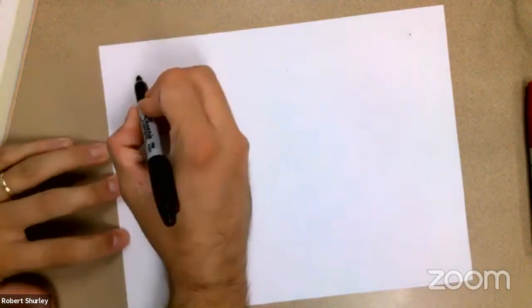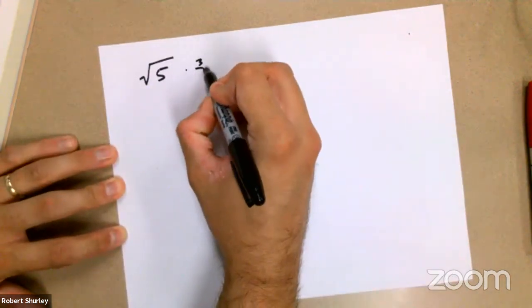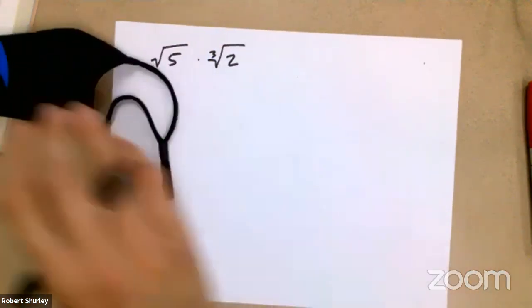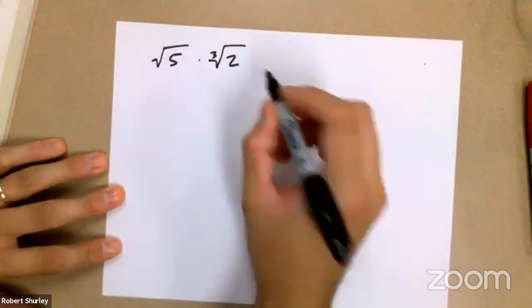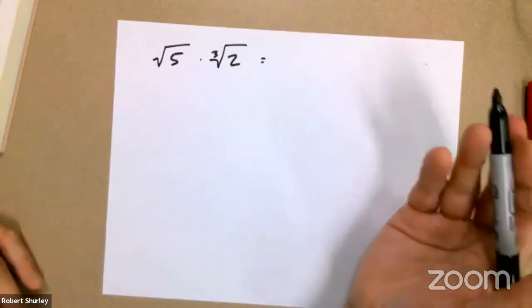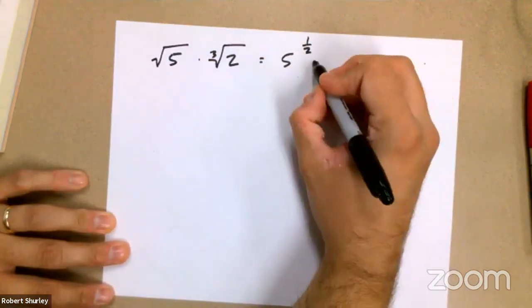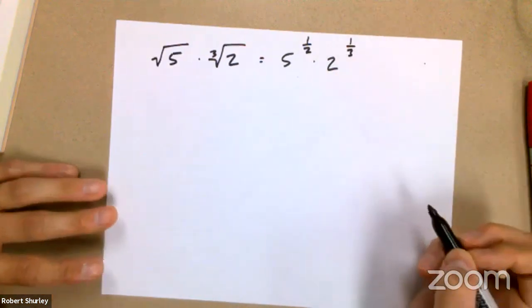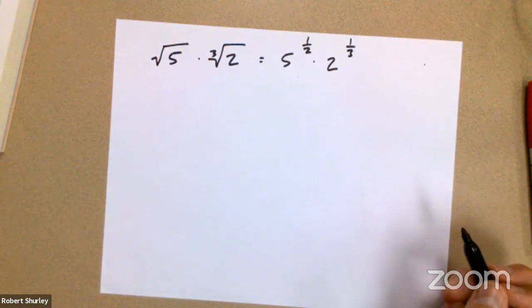Let's say we had the square root of 5 times the cube root of 2. The first thing, again, I'm going to write this as an exponent. So it's 5 to the 1/2 times 2 to the 1/3, right? Now, this one is different. This one is not going to be easy.